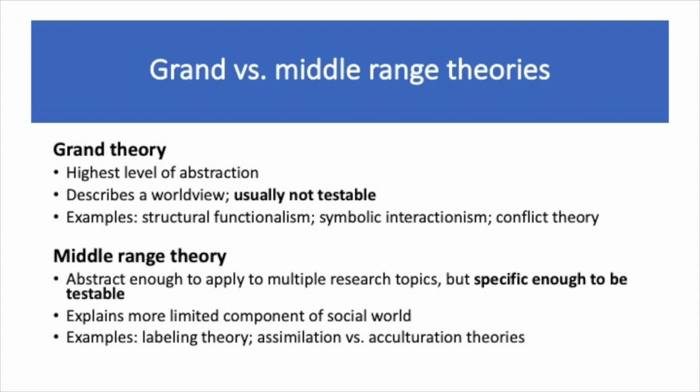Here are a couple of examples that you might have heard of in the social sciences: assimilation and acculturation theories. This is actually in one of the readings you did for this week, right? And we'll talk about that reading in class. But we could also consider labeling theory as something that's middle range because we can test it. It's still abstract, but specific enough to be tested.